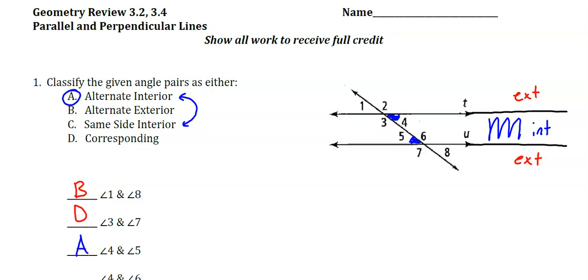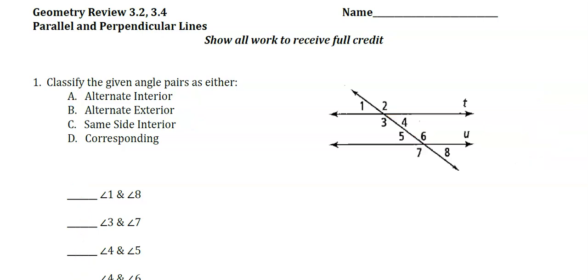And then the bottom one there, 4 and 6. Well, 4 and 6 are on the inside. I have this acute angle here for 4. I have this obtuse angle for 6, so they cannot be equal. One's way bigger than the other one. But they're on the interior, and those are same side interior. So BDAC is how number 1 goes.